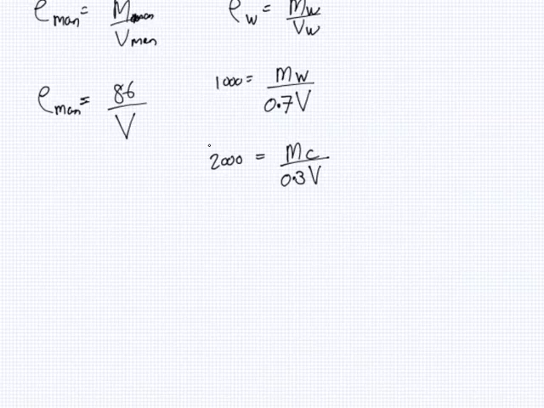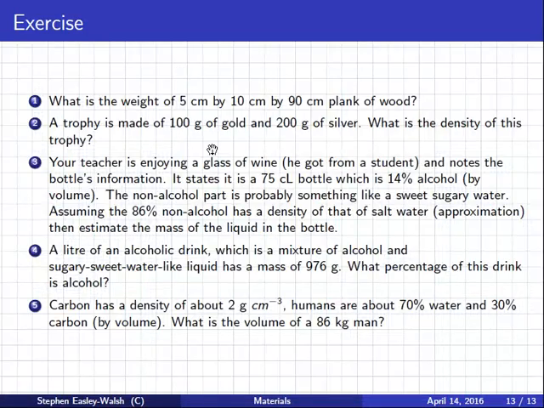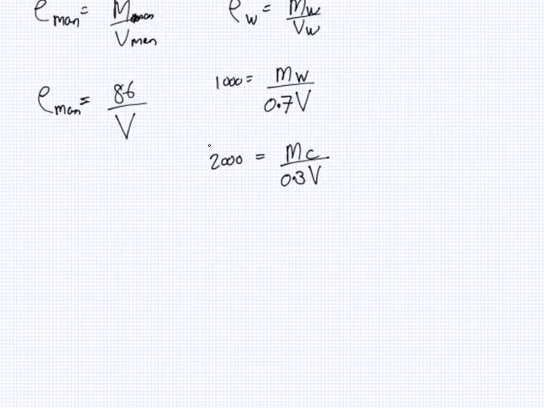So if you look here, if we take these two, I can just rearrange it. What I'll do is I'll bring this up to the left and this up to the left. Okay. So I get 700 V equals MW. And here I get 600 V equals MC. Yes? So far so good? Yeah?